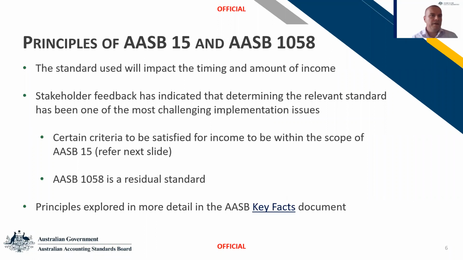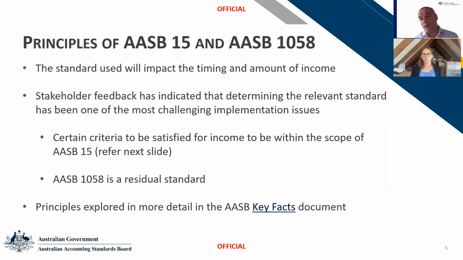Moving on, for the rest of the session, we'll be focusing on the requirements of 15 and 1058 and the interaction between the two. I would probably say that AASB 15 is a criteria-based standard, and that was not necessarily written with not-for-profit entities in focus. And that's why the AASB has decided to come up with 1058 and the Appendix F to AASB 15.